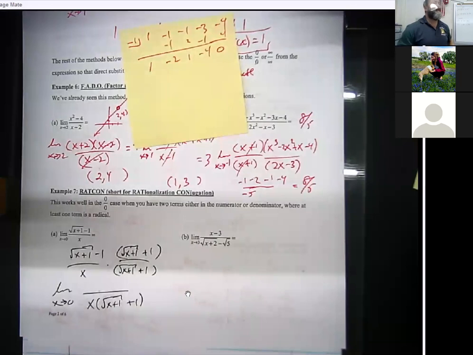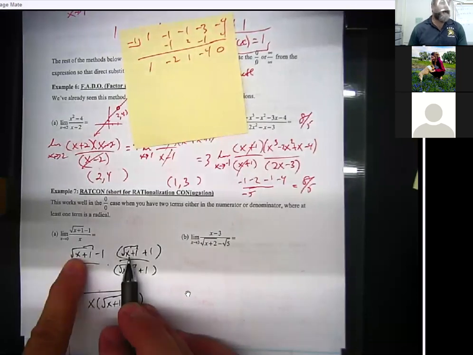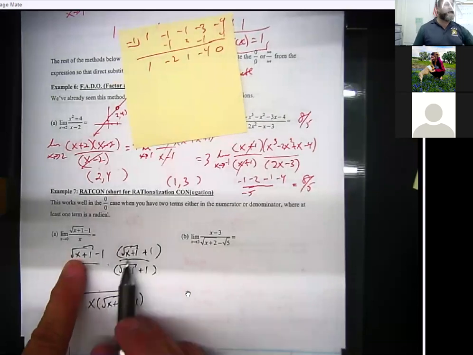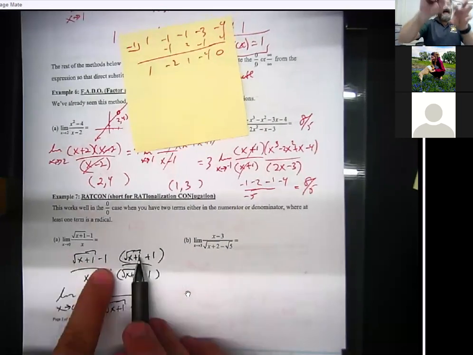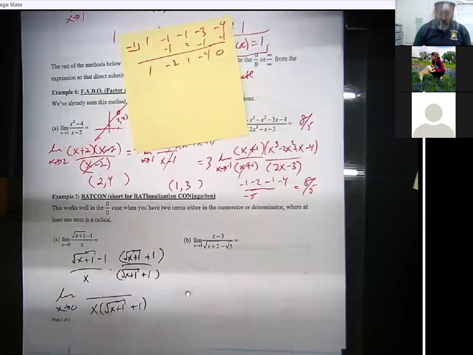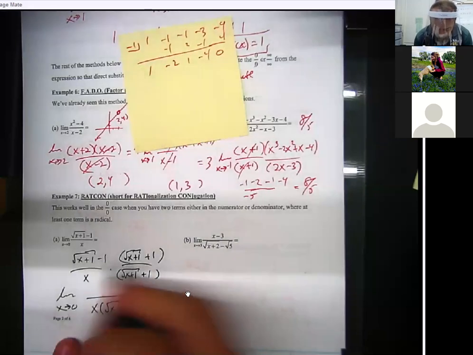What happens on top then when you actually distribute this? I know some people hate the word FOIL, but when you do that full distribution, you get root x plus 1 times root x plus 1, what do you get? You get x plus 1. And we don't need to do the outer or the inner because those are going to cancel. That's why we did the conjugate. So I get x plus 1, and then I get a minus 1, don't I?